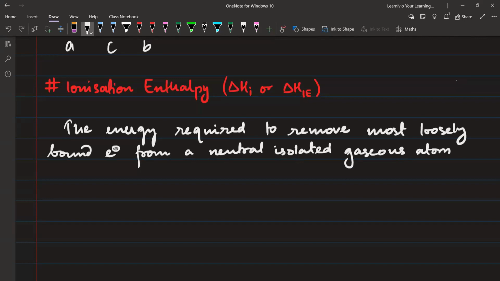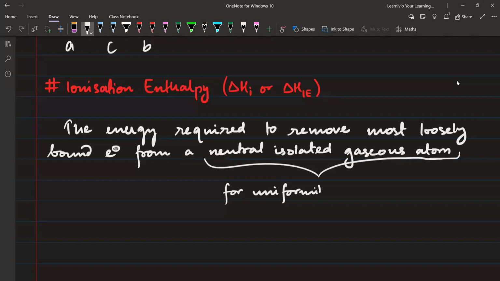Now, why do we take this neutral isolated gaseous atom? This is a question in NCERT. What is the significance? This is for uniformity of comparison. Write just this much; I will explain the meaning. What is the meaning of neutral isolated gaseous atom?